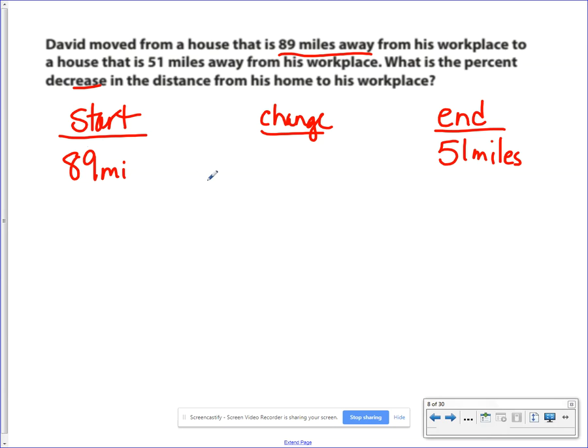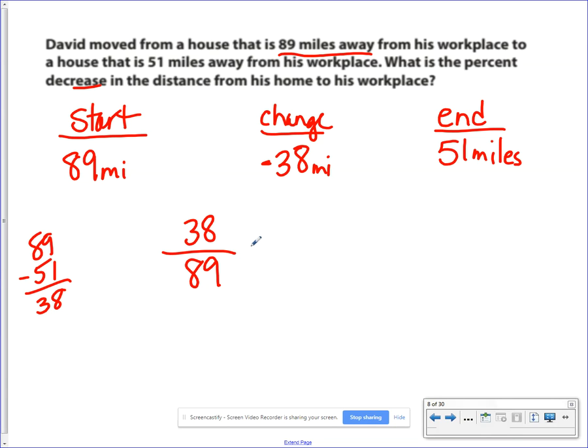We went from 89 to 51 in the distance from his home to his workplace. So how much did we change here from 89 to 51? Looks like we changed by 38 miles. That was a decrease. Some people might call that negative to indicate it's decreasing. You can either use the words or use a negative sign. So we changed by 38. I'm just going to use 38. That was the change.